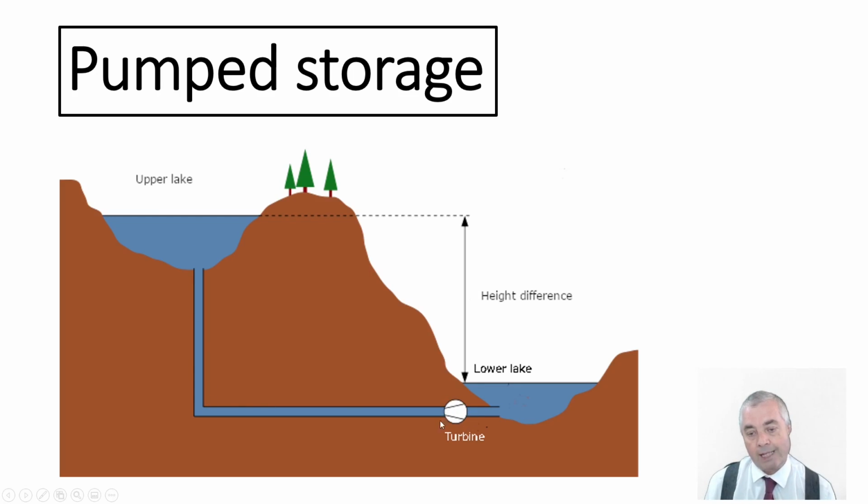This thing here is labelled turbine, but it actually acts as a pump as well. When you've got extra energy, you pump the water up. And when you need to generate electricity, you let the water fall and turn the turbine. So that is a pump storage scheme. So I'm hoping that by going through those things, you've got a clear idea in your head now about the different ways of generating electricity, some of the advantages and disadvantages, and how those things work.